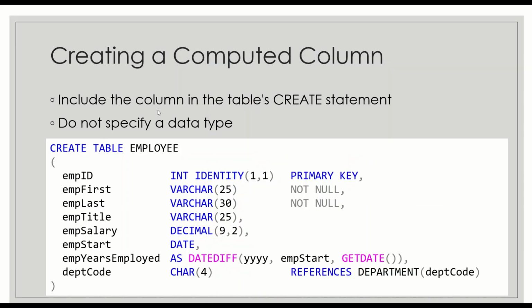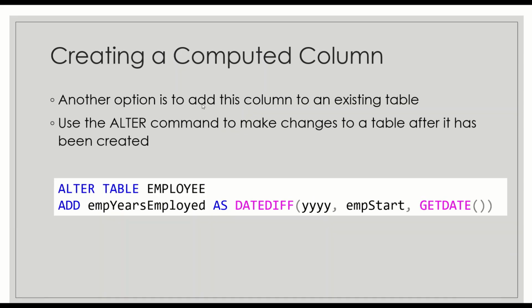Now, the other option for creating a computed column is to add a column like this to an existing table. So rather than having to drop our entire database and remake all of our tables, which usually is not a good solution when we just want to make one change. If we had modified the data, we would lose all of our changes unless we go through the whole backup and restore operation.